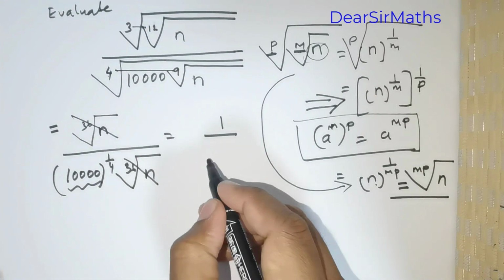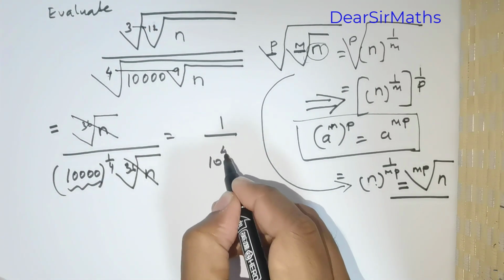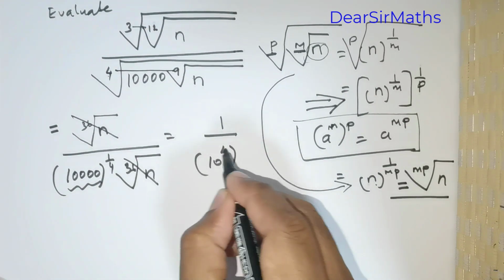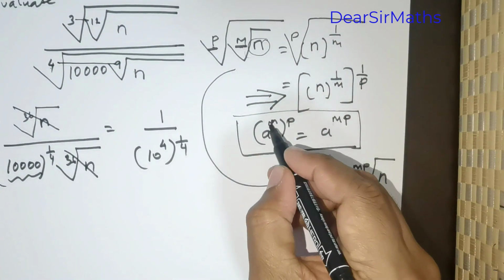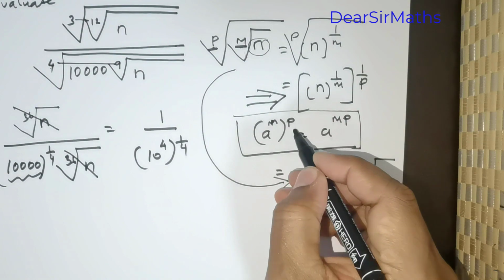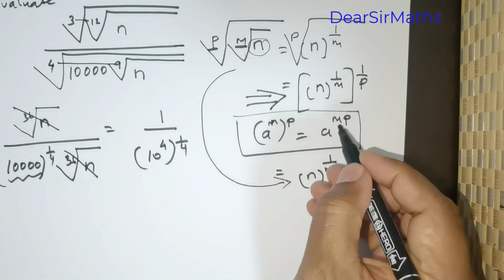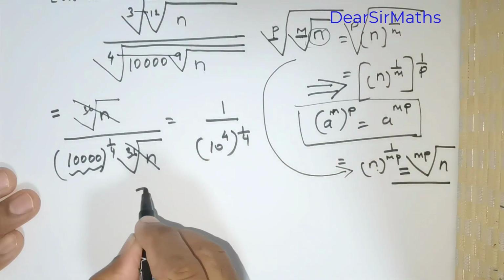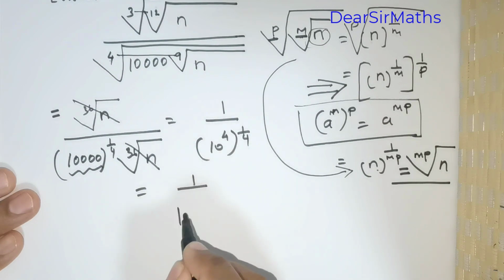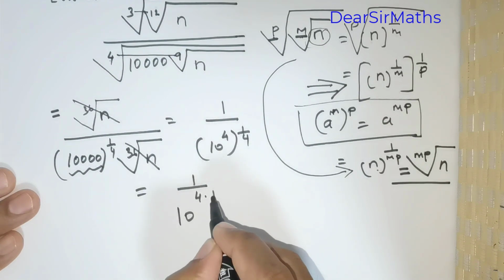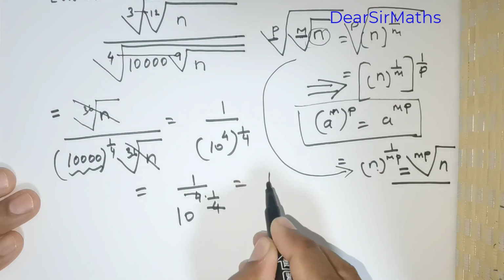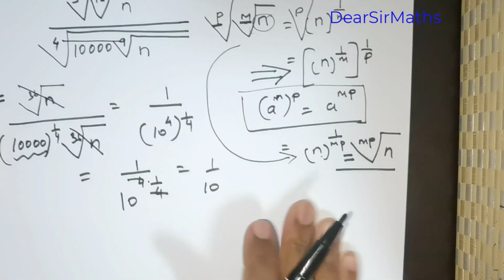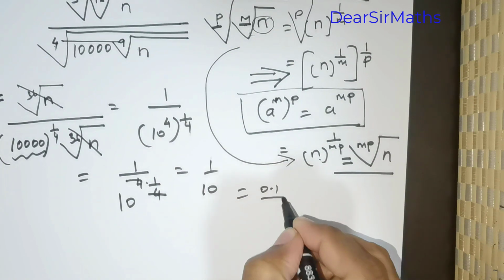Now this is 10,000, right? So 10,000 can be rewritten as 10 raised to the power of 4, which in turn is raised to the power of 1 over 4. Now I've just shown you here a raised to the power of m, which in turn is raised to the power of p, can be rewritten as a raised to the power of m times p. So this can be rewritten as 1 over 10 raised to the power of 4 times 1 over 4. So 4 and 4 can be cancelled, giving me 1 over 10, which is equal to 0.1.